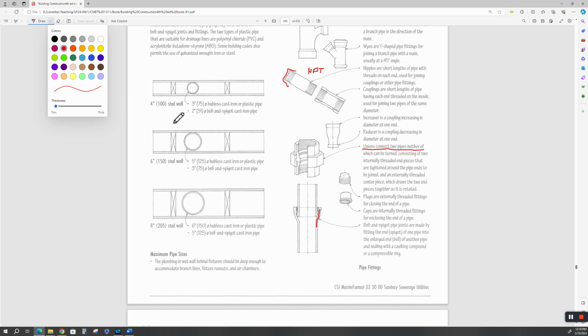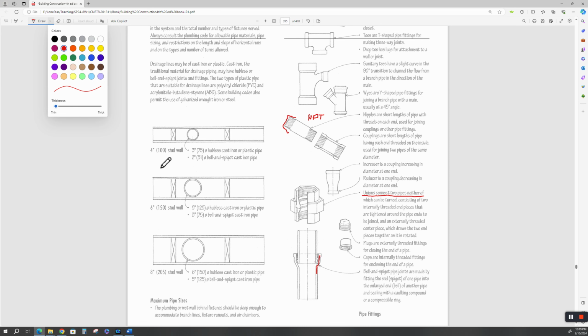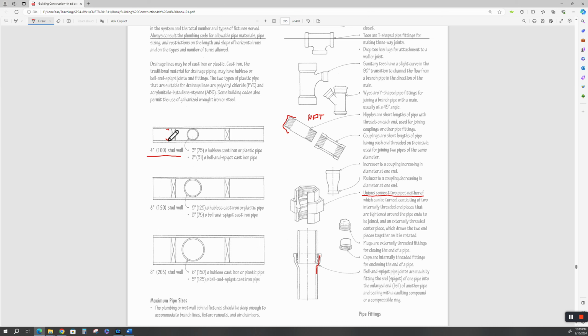Now, we talked about pipes and walls, did we not? Yes, we did. Here's some rules of thumb for a 4-inch stud wall. Okay? For a 4-inch stud wall. Now, if this is a 2x4, we know that this is 3.5 inches, right? That's 3.5 inches. That's not 4. 2x4 is 1.5 inches by 3.5, right? Theoretically, you can get a 3-inch hubless cast iron or plastic pipe, PVC pipe, in that wall. Theoretically. If it's a bell and spigot, it can only be 2-inch. I don't know too many people that are using bell and spigot cast iron pipes anymore.